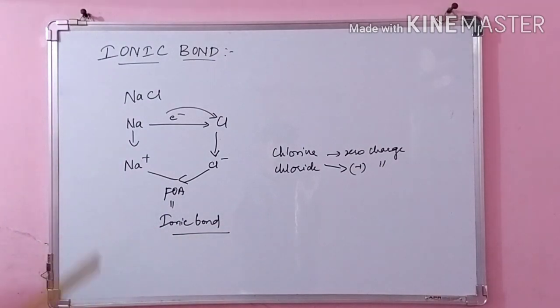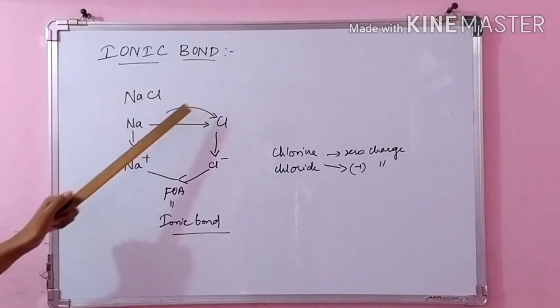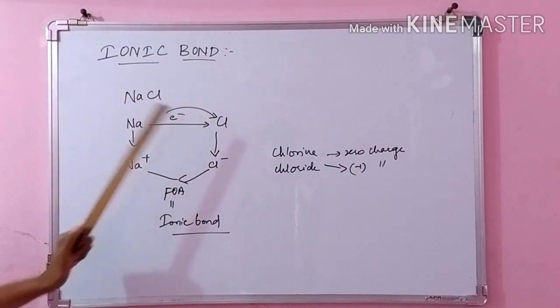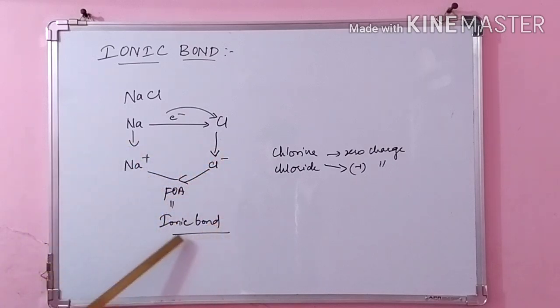Now the question arises, why only the sodium will give the electron? Now you got to know the sodium chloride, how it is formed, table salt. By donation of electron, by transfer of electron from sodium to chlorine, your ions will form and the force of attraction will be there and your ionic bond is formed.